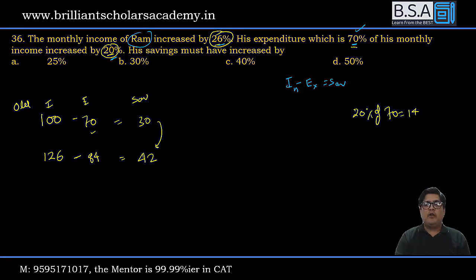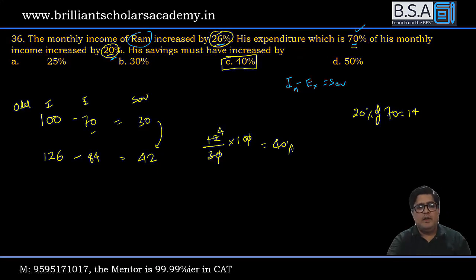What is the amount of increase? Increase is 12 on 30 into 100. That is the question being asked. 0, 0 cancelled, cancelled 4. So 40%. A very easy question at this stage. I hope no doubts are there. Good.